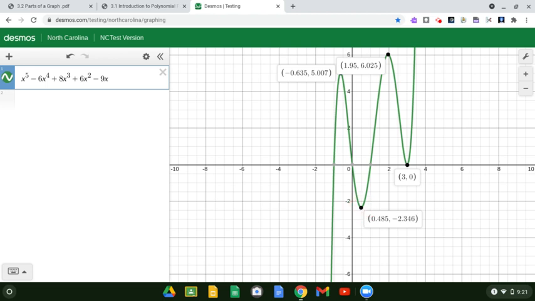Remember in Unit 1, we talked about peaks and valleys? Your relative maximums. There's no absolute maximum because it's extending to positive infinity. There's no absolute minimum because it's extending to negative infinity. These are your relative max here that I'm circling. These are your relative minimums.